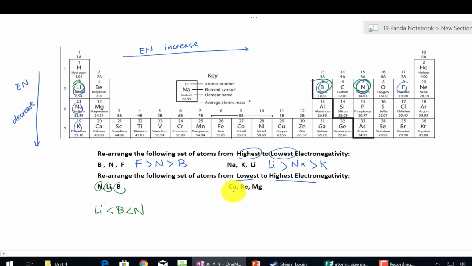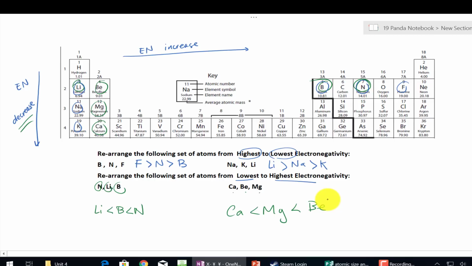Let's try another one. We have calcium, beryllium, and magnesium. So we have calcium, magnesium, and beryllium right there. And we want the lowest to be first. So again, going down, in this case, is decrease. So the one with the lowest would be the one on the bottom: calcium, followed by magnesium, and followed by beryllium. So be careful when you apply this rule.